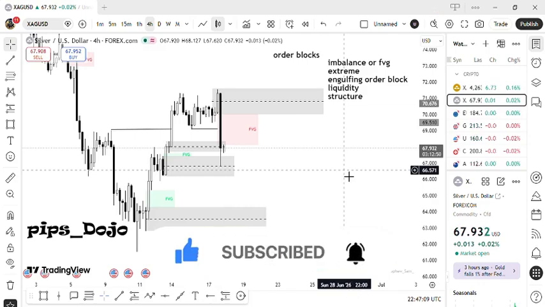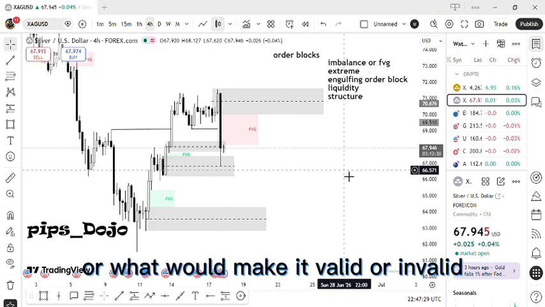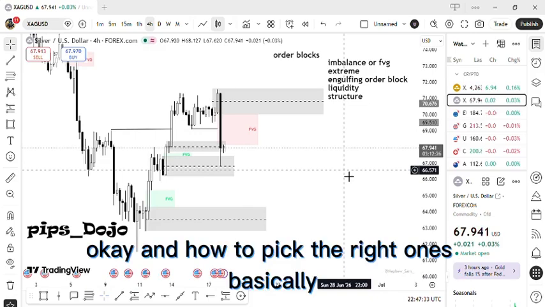Now remember, in this video, take note, I'm not trying to predict the market direction right now. I'm just talking about order blocks generally and what will make an order block a high probability order block, or what would make it valid or invalid, and how to pick the right ones basically.